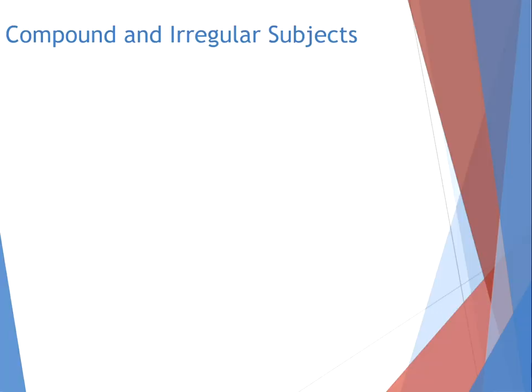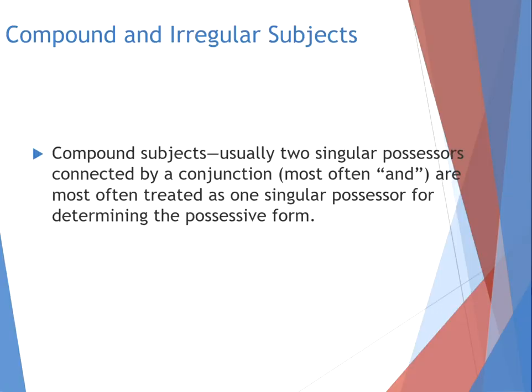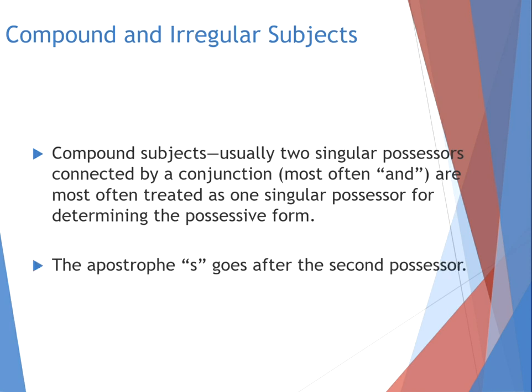Compound and irregular subjects. Compound subjects, usually two singular possessors connected by a conjunction, most often and, are most often treated as one singular possessor for determining the possessive form. The apostrophe S goes after the second possessor.